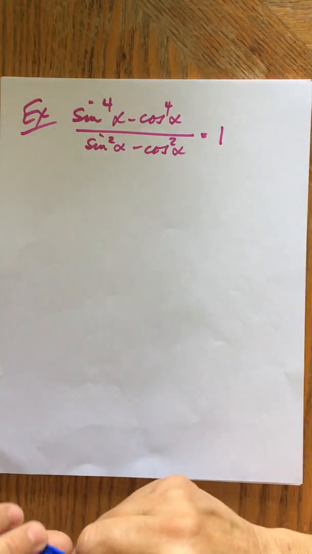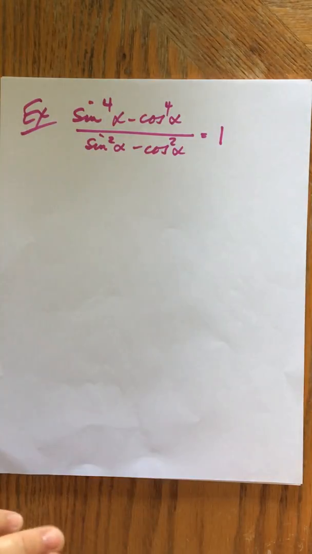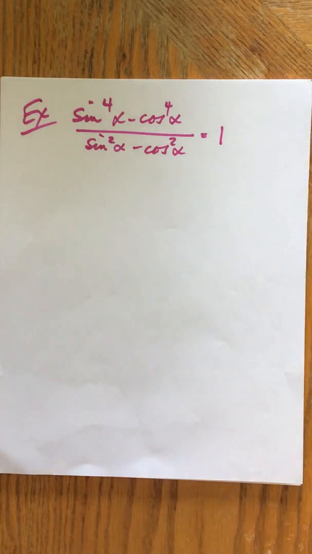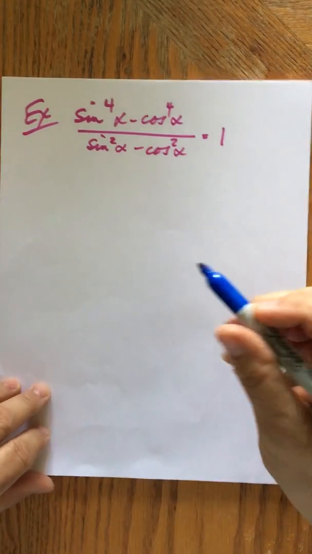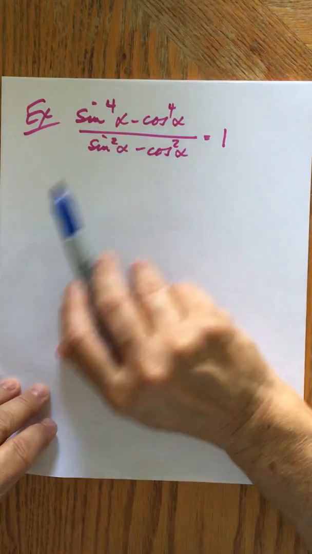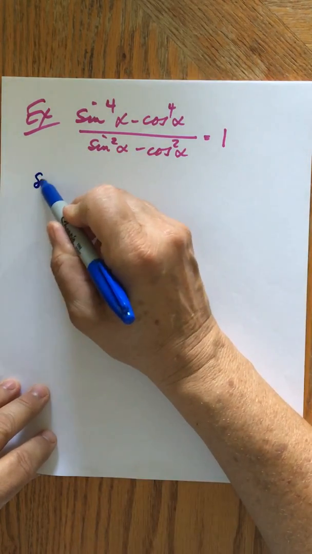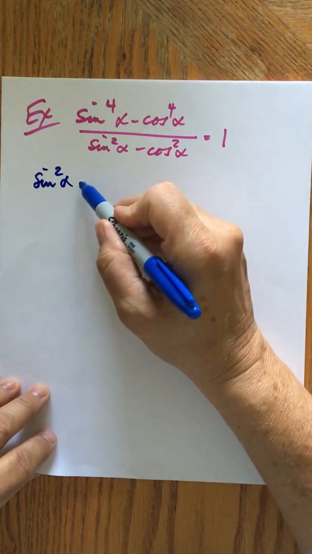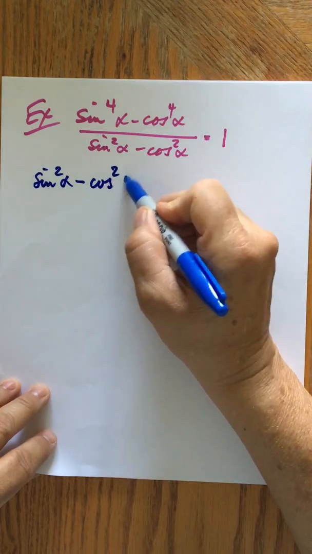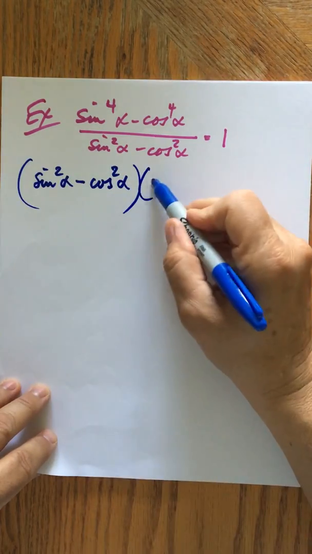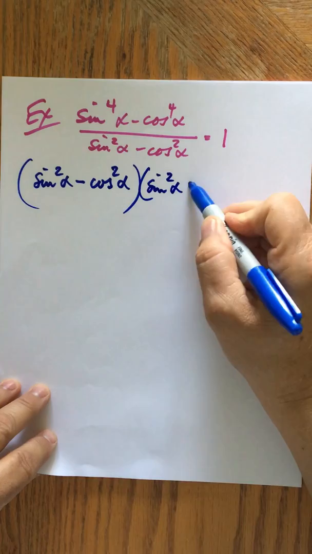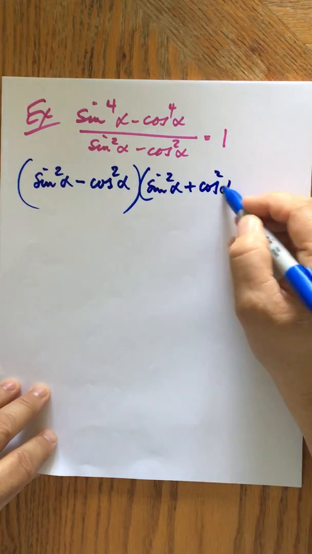I have sine to the fourth power of alpha minus cosine to the fourth power of alpha, all divided by the quantity sine squared alpha minus cosine squared alpha. All of that is equal to 1. To me, that's begging me to factor so that maybe one of the factors can cancel out this denominator. So let's try it: sine squared alpha minus cosine squared alpha times sine squared alpha plus cosine squared alpha.